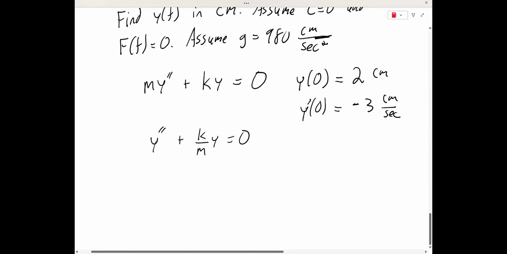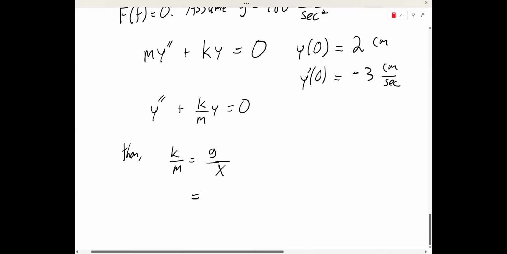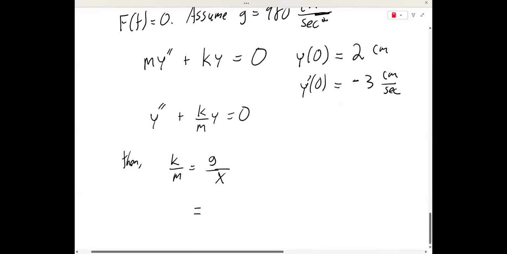Okay, so now what for that? So remember, I'll just kind of jump to this then, right? So k over m is equal to g over x, where x is the displacement from equilibrium. We're assuming it's positive here. It's just to get the ratio of k over m. Don't worry about signs on it so much here. But the acceleration of gravity, that is 980.